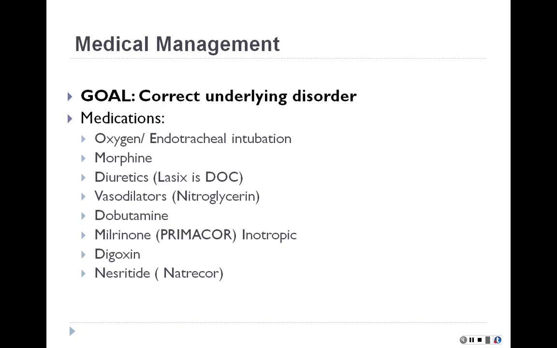The nitroglycerin, dobutamine, Primacor, Dig, and Natrecor. And the Natrecor is only used for acutely decompensated heart failure, so when they've got really, really short of breath, even if they aren't having any exertion or anything. So it will decrease the pulmonary wedge pressure, so it's used just really short term, usually maybe even just hours most of the time.